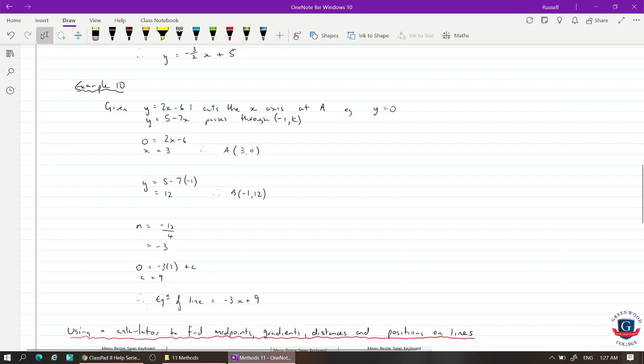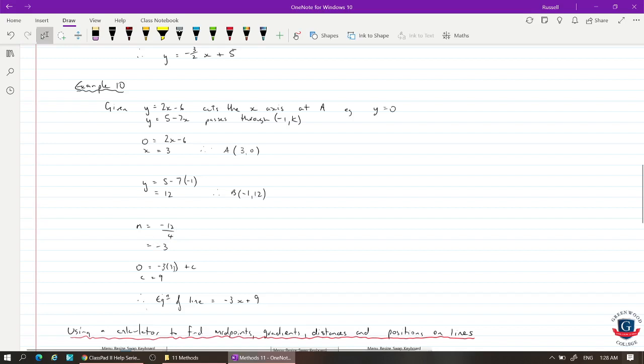Now we need point B here. Point B passes through (-1, something). We have to find out what that something is. Substitute -1 in for x into this equation. That gives us this here. The -1 is gone where the x is. Solve for y. 5 plus 7 will give us 12. B is at (-1, 12). We now have 2 points. We can find the gradient between those 2 points. So from 12 to 0, it's going backwards 12. From -1 to 4, it's going forwards 4. -12 divided by 4 gives us -3.